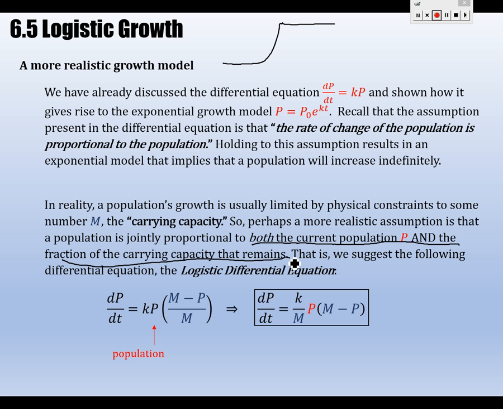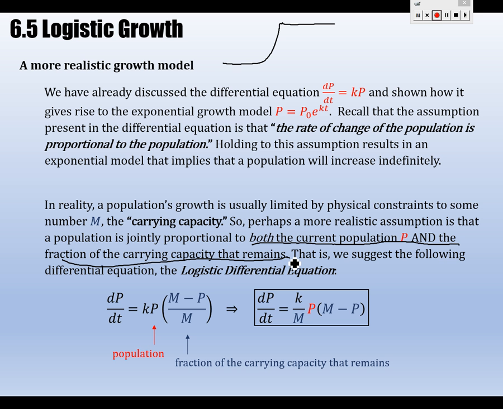right? So if we call the carrying capacity M, then the way you would calculate the remaining fraction of the carrying capacity that we have left is as a simple fraction. How much is left? Our current population is P. If the carrying capacity is M, we don't want it to go above that, then M minus P is the amount left to grow, and M is the total carrying capacity. So this represents the fraction of the carrying capacity that remains.